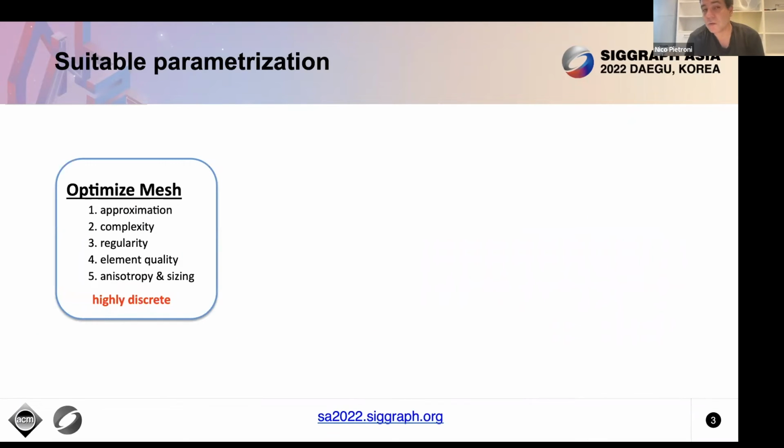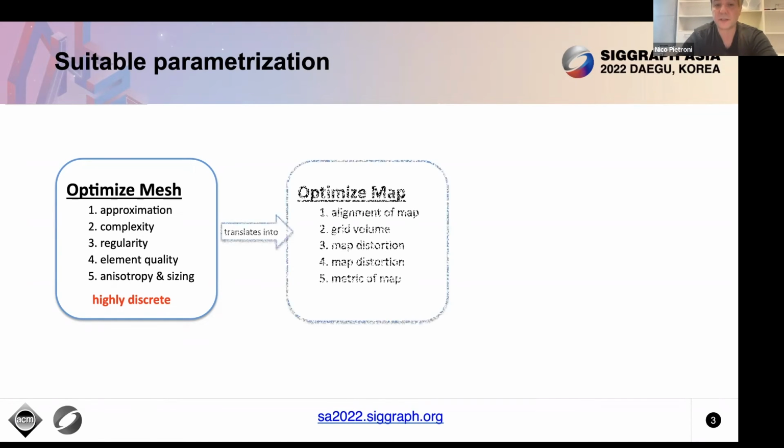Okay, so how can we get a suitable parameterization in general? That's a very complex problem. You want to get a UV position on a mesh in 2D, or in 3D you have another kind of position, other coordinates, but you want at the same time to have a good approximation of the mesh. You can have complex situations where you have singularities, but you want to have regularity in general, and you want to have good element quality. Perhaps you want to also control the size of the elements. That is a very complex problem.